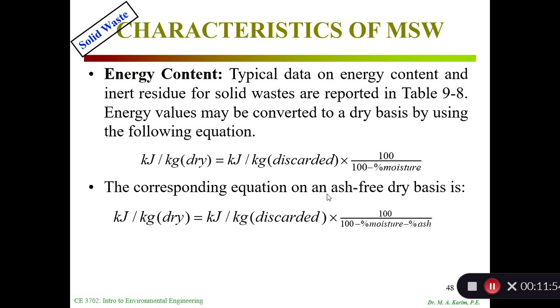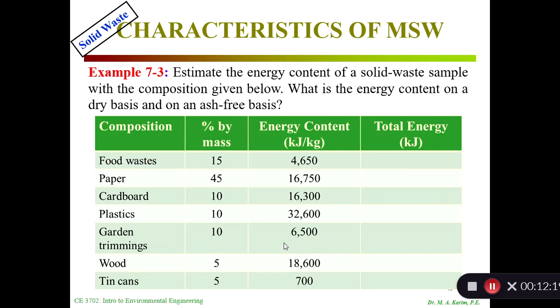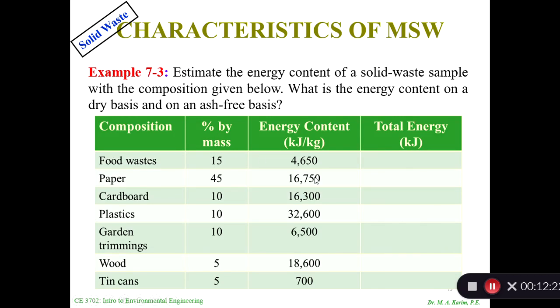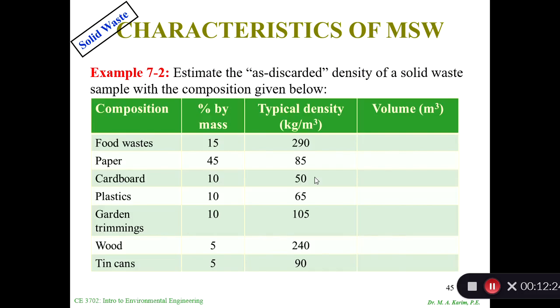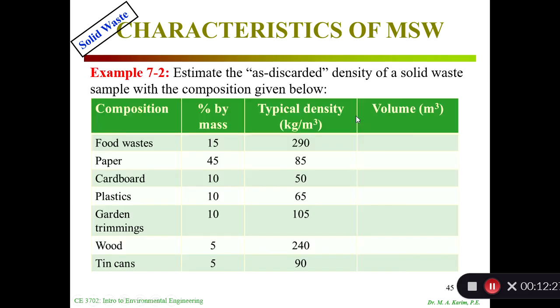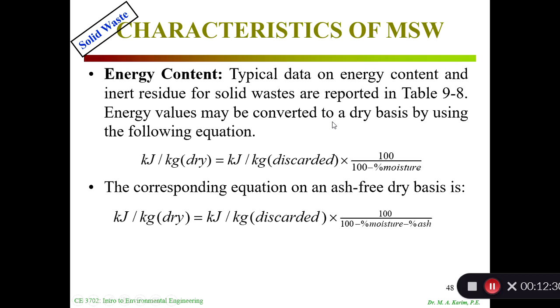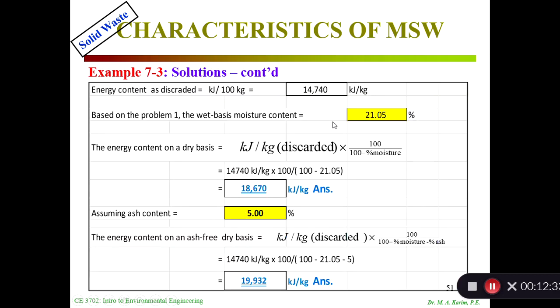So energy values may be converted to a dry basis by using the following equations. This is kilojoule per kg dry equals kilojoule per kg as discarded times 100 divided by 100 minus moisture content. The corresponding equation on an ash-free dry basis is very similar, except we also subtract the percent ash, whatever the percent ash is in there. I think I didn't show you the energy content table, right? Here there's a density table, but I don't think I have the table for the energy content here. I may need to add it in there.